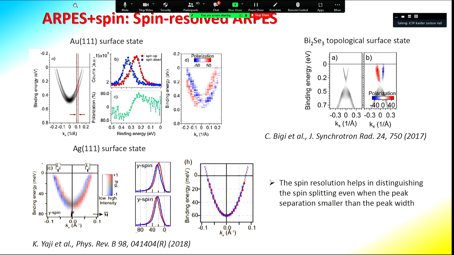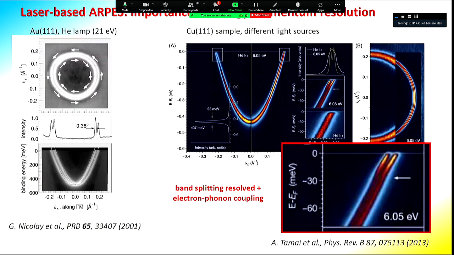It's just an order of magnitude higher, the time which is needed. This can also be done for the topological surface state. The spin-resolved ARPES can also be used to resolve between individual bands that are closely lying. They're so close that even the band width is higher than the peak separation. Using the spin resolution, one can finally resolve features which are not possible to resolve otherwise.